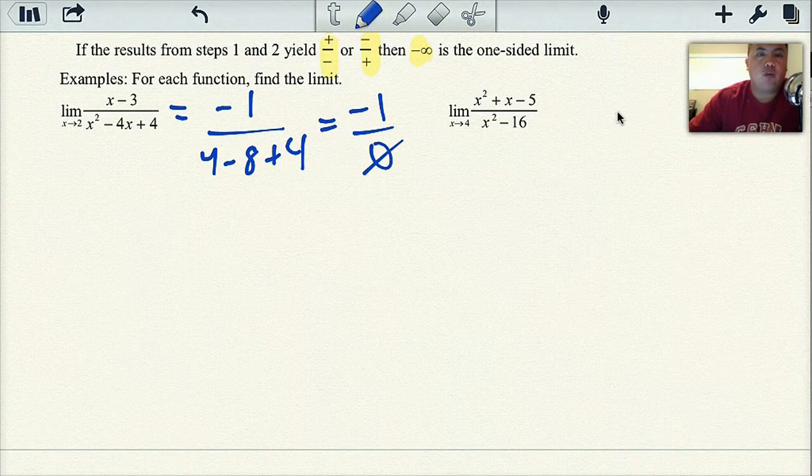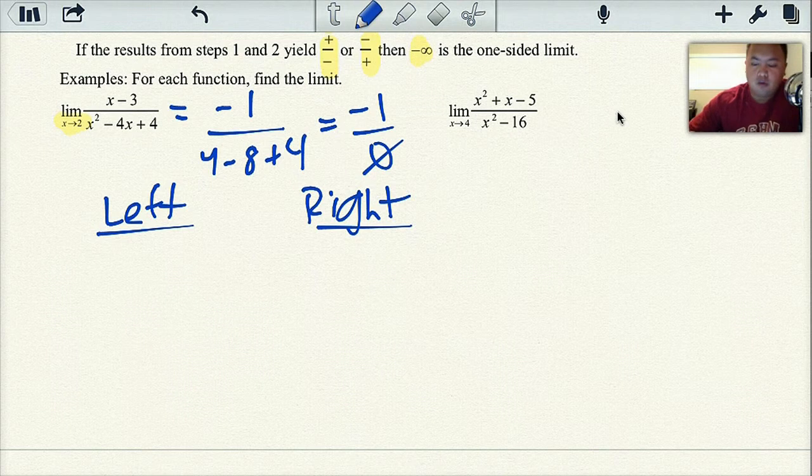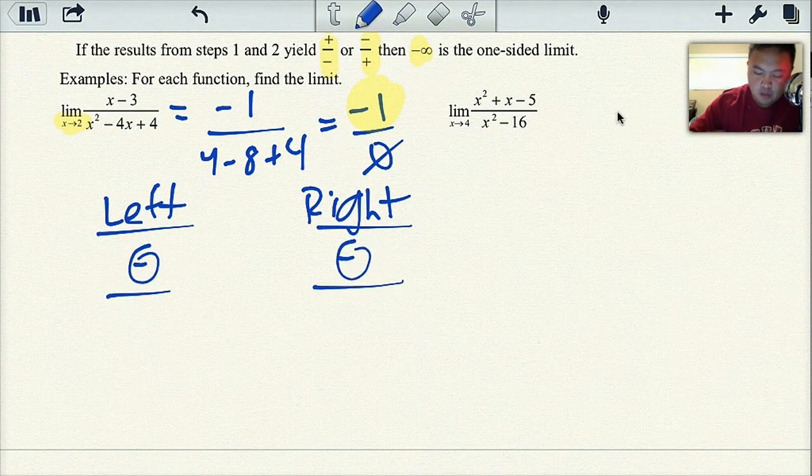Okay. Now, what do I do when I find something with a number over 0? Because this problem is just a 2 by itself, I need to see this problem from the left and from the right. So I'm going to write down 2 columns, left and right. You already know, because we plugged in 2, my numerator at 2 is negative. So my numerator for sure is negative from the left and the right. All I have to figure out is the sign of the denominator.